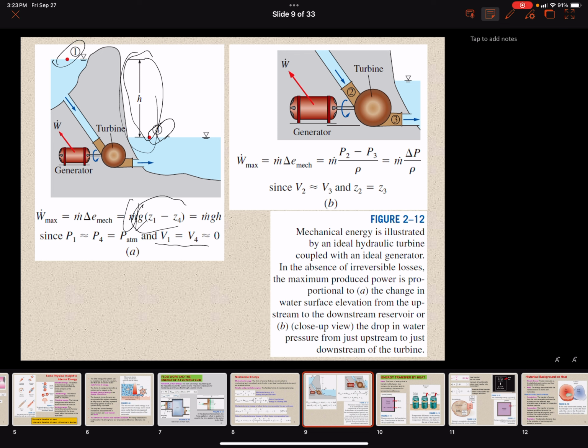And in this figure we can see the mechanical energy where there is no kinetic energy and no potential energy. So the only thing you can see is that the pressure will be different at 2 and 3. So we can find the change of the flow work.